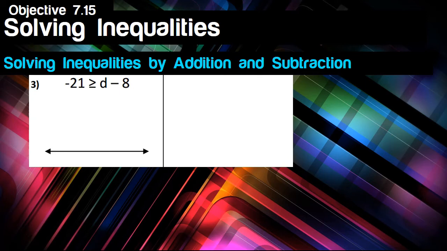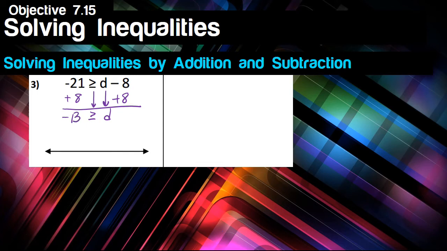So now for number 3, we're given this inequality. Negative 21 is greater than or equal to d minus 8. So let's go ahead and do our one step here to get d by itself. So we're going to go ahead and add 8 to both sides of our inequality. We bring our variable down. We bring our inequality sign down, and then let's go ahead and bring down negative 21 plus 8. It gives us negative 13.